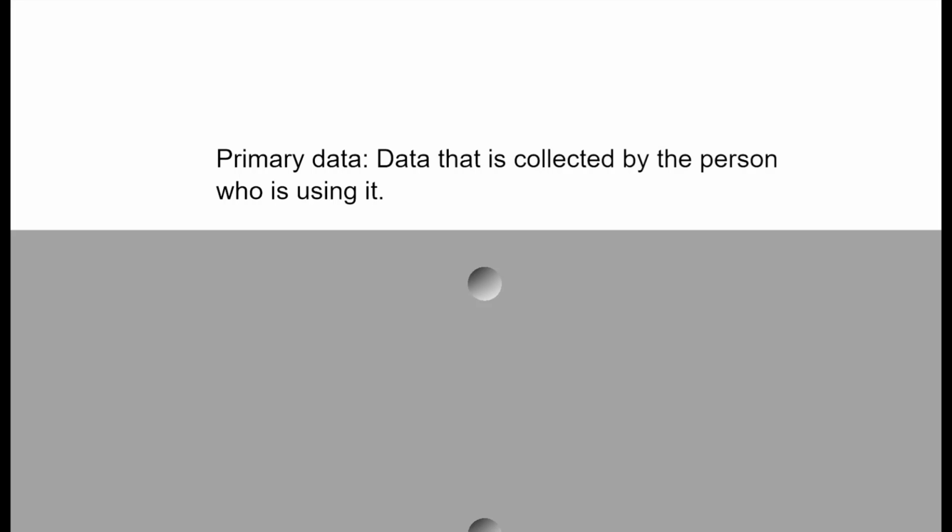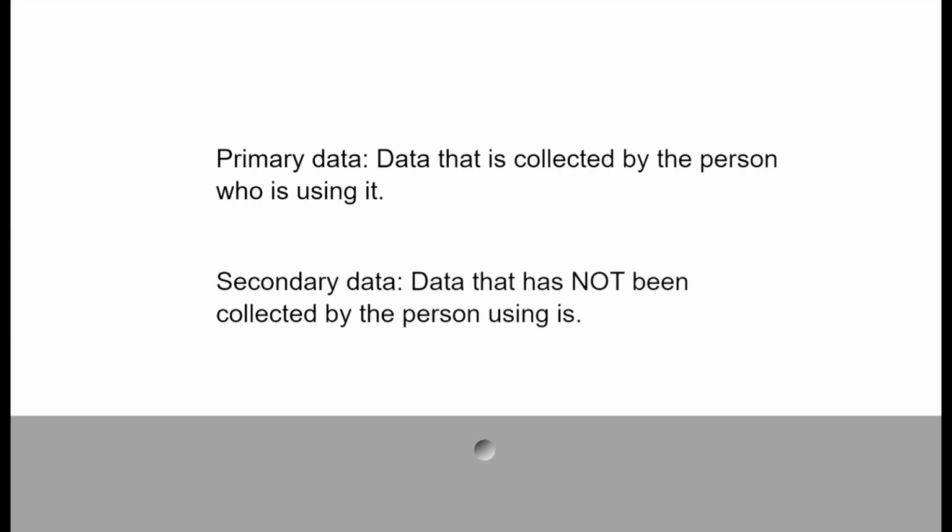In this video, we're going to discuss the advantages and disadvantages of primary and secondary data. So a reminder of what these are. Primary data is data collected by the person using it, and secondary data is data that has not been collected by the person using it.